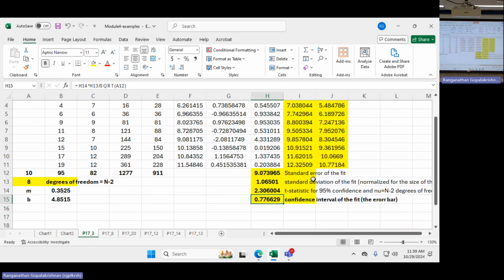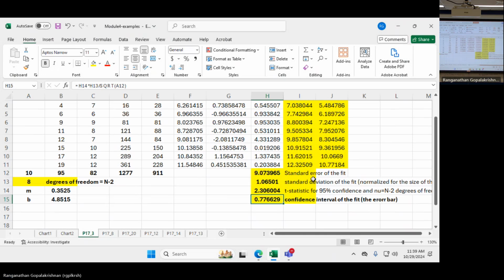In your quiz, you will be given a table of data, asked to evaluate the regression parameters M and B, and asked to compute the confidence interval. So it is basically a 4-step process. You have to get the standard error, standard deviation, t statistic, and then the confidence interval. None of the intermediate steps is going to be explicitly asked, but you have to go through the steps.